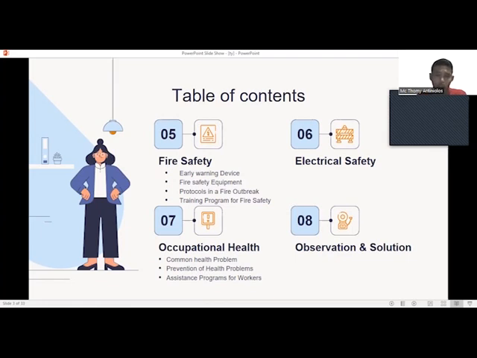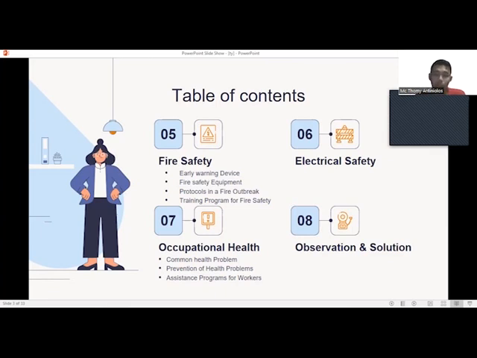Training program for fire safety, where we go over their fire safety training curriculum. Number 6, electrical safety. This is where we talk about the technical and organizational steps that the system uses to stop hazardous and harmful effects of electromagnetic fields, static electricity, current, and arc.